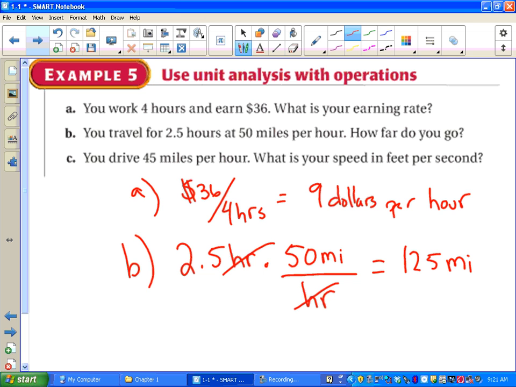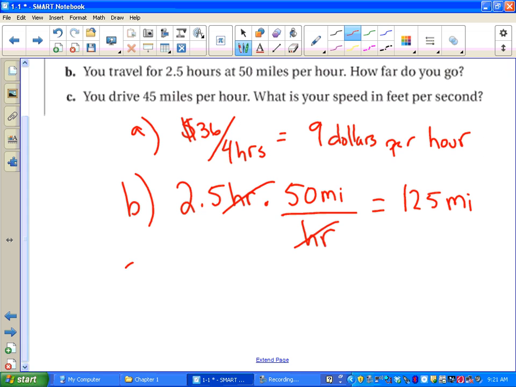Last one says you drive 45 miles per hour. What is your speed in feet per second? That one sounds a little harder to me. You start off at 45 miles per hour, 45 miles per 1 hour. We want to convert this to feet per second. Those of you who have taken chemistry are used to the idea of converting units. That's exactly what we're going to do here. It's called stoichiometry. If I want to convert feet per second, I want to get rid of miles.